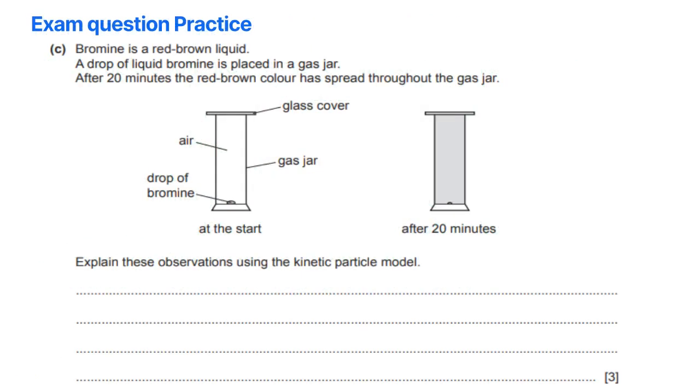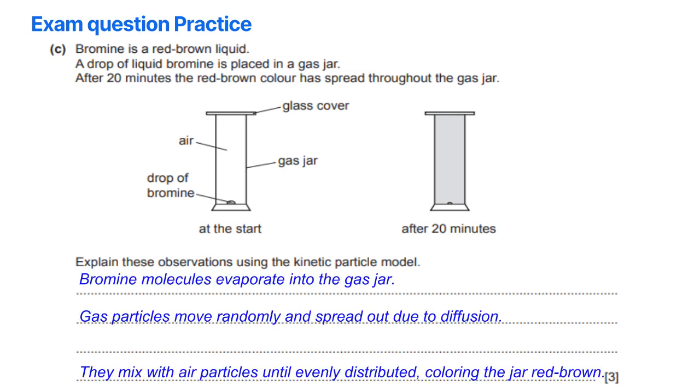Let's take a look at this IGCSE exam past question. Bromine is a red-brown liquid. A drop of liquid bromine is placed in a gas jar. After 20 minutes, the red-brown color has spread throughout the gas jar. You can pause the video and give it a try. Here are the answers to the questions.